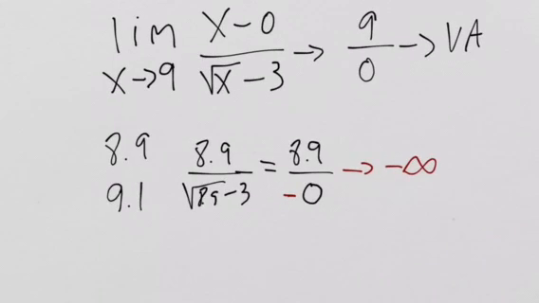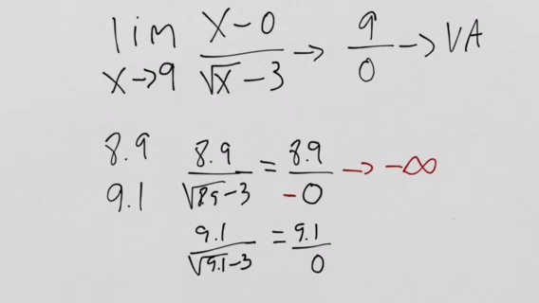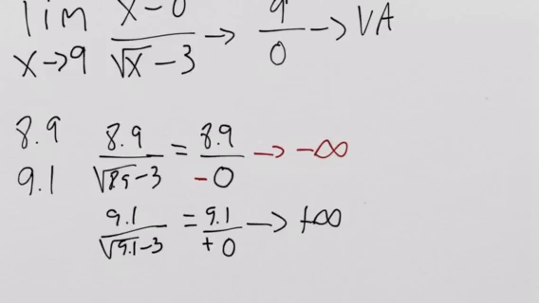Now if we do 9.1 over square root 9.1 minus 3, this is going to be 9.1 divided by 0, but because it's the square root of 9.1, it's going to be slightly bigger than 3, so that's going to give us a positive number close to 0, so that's going to approach positive infinity. So on one side we approach negative infinity, on the other side we approach positive infinity, so we say this limit does not exist.